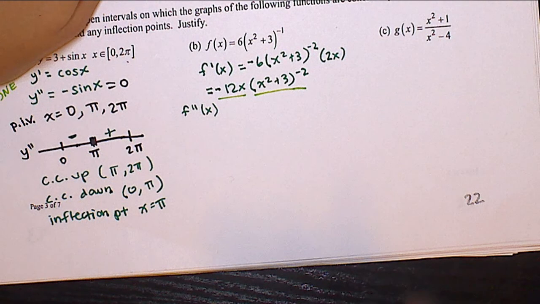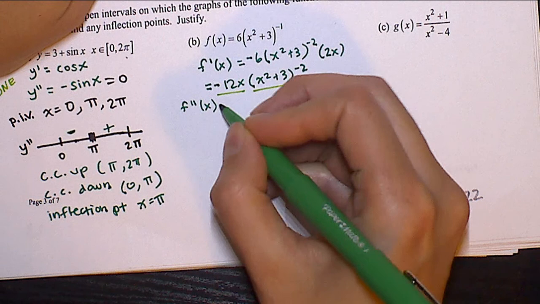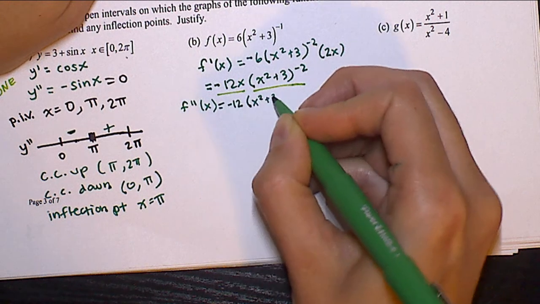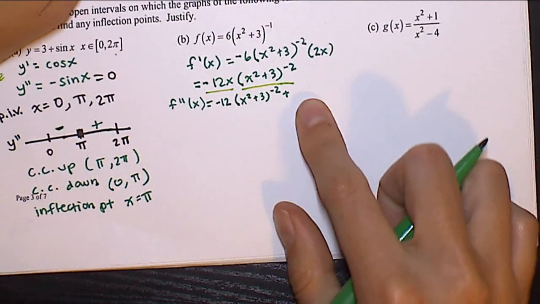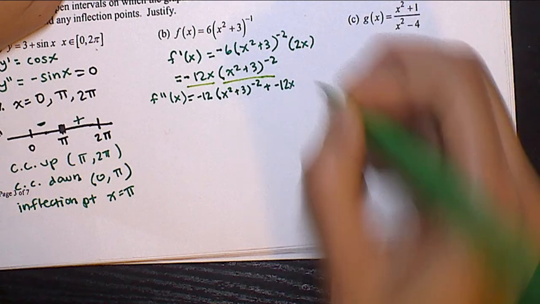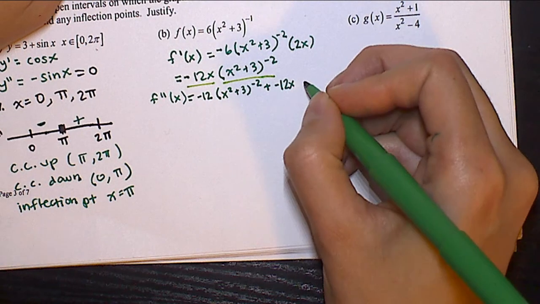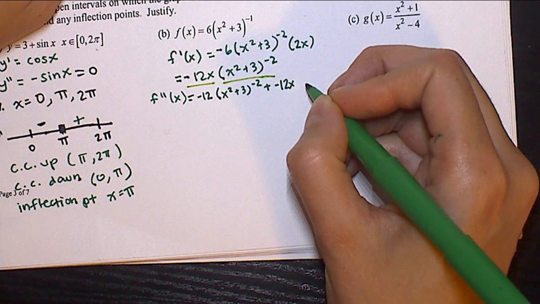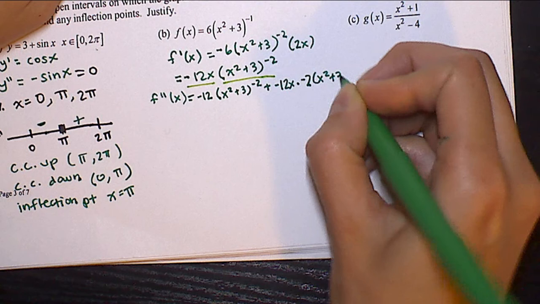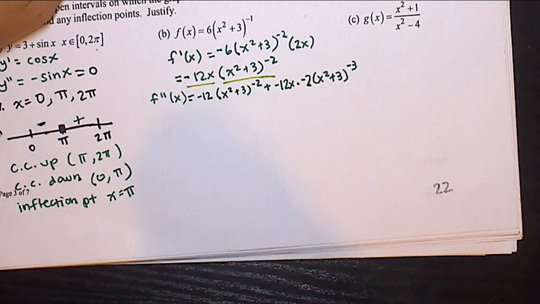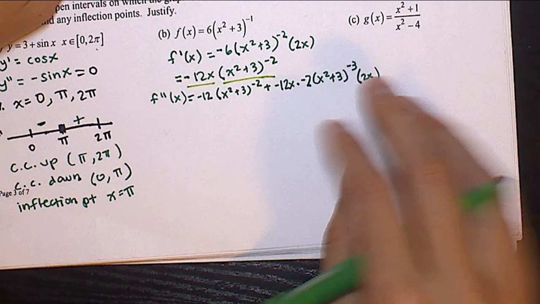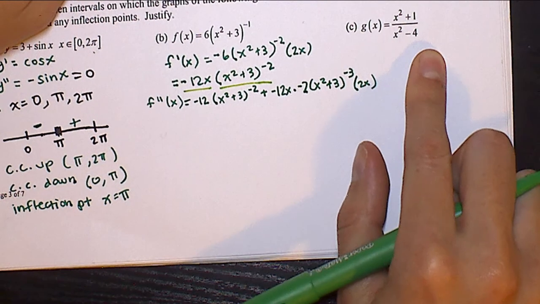So I'll start the product rule by taking the derivative of the first one, which will be -12. The second function stays the same. And then I'll have the first function stay the same, so -12x, times the derivative of the second one, bring down the -2, times -2, x squared plus 3 to the -3. Chain rule times 2x. Oh no, I went too far. That's okay.